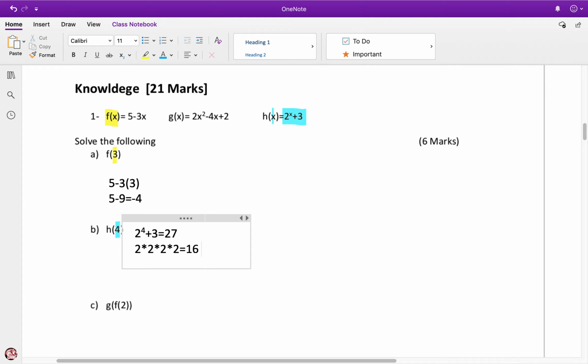Something's wrong with my answer then. 2 to the power of 4, 2 times 2 times 2 is 16, plus 3. So that's actually wrong. Let's do a little bit of this. So 2 to the power of 4 is 16 plus 3, which equals 19. That is my answer.